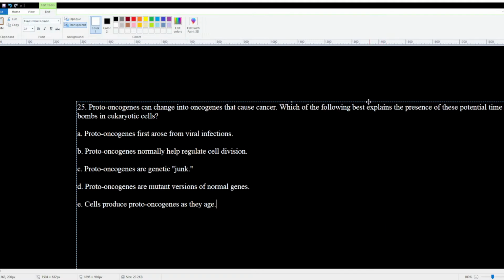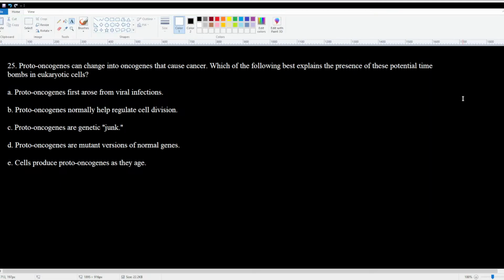So this is once again talking about proto-oncogenes. Proto-oncogenes can change into oncogenes that cause cancer. Okay, we knew that, right? Which of the following best explains the presence of these potential time bombs in eukaryotic cells? A, proto-oncogenes normally just help regulate cell division. B, proto-oncogenes first arose from viral infections. C, proto-oncogenes are genetic junk. D, proto-oncogenes are mutant versions of normal genes. Or E, cells produce proto-oncogenes as they age.